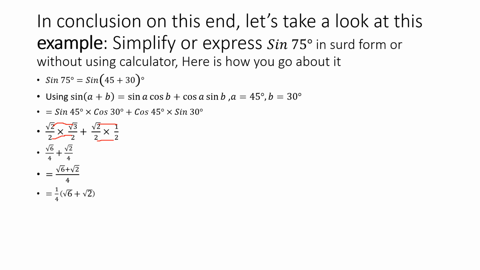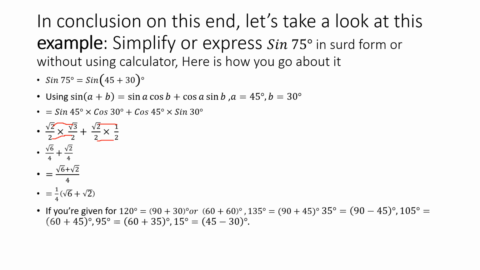So in case you are given any question to express in any form, these are numbers in degrees. 120 degrees, you can express in the form of 90 plus 30 or 60 plus 60, 135 as 90 plus 45. Since you have been given the trigonometric ratios of those angles, you will be able to get the answers.